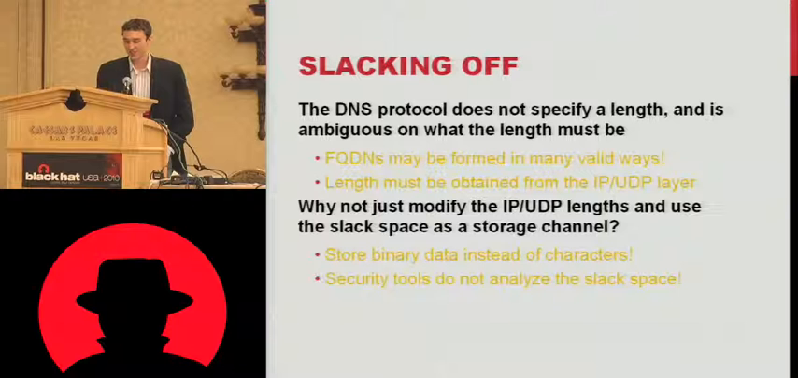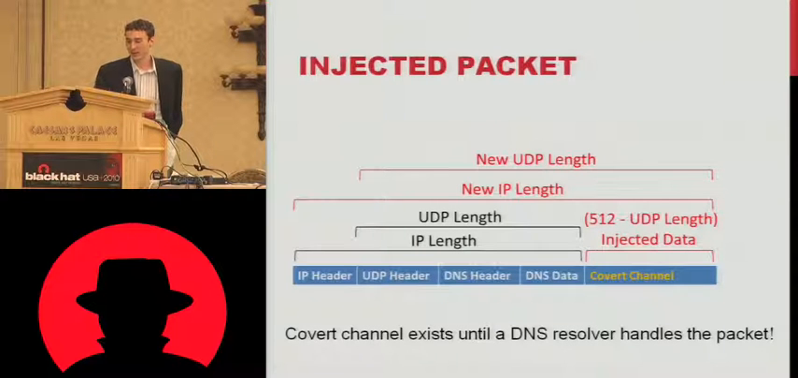So the first question I started asking is, why not just modify the IP or UDP lengths and use that slack space as a storage channel? In that case, you'd be able to store binary data instead of characters, which lets you fit more in there. And generally, for the most part, security tools do not analyze the slack space.